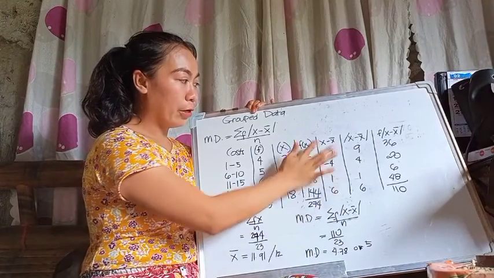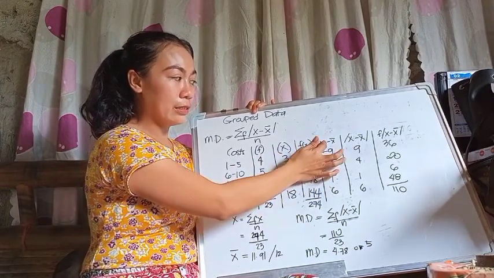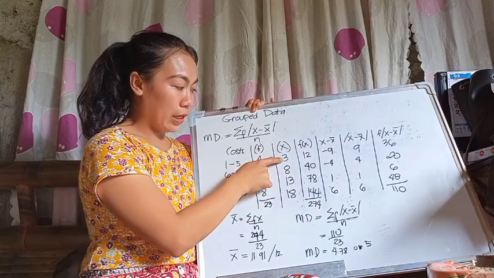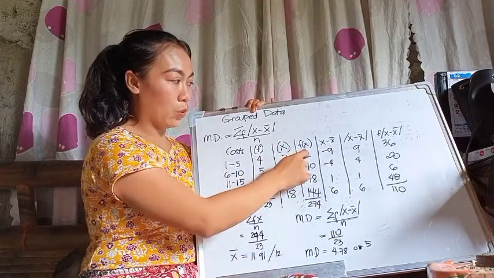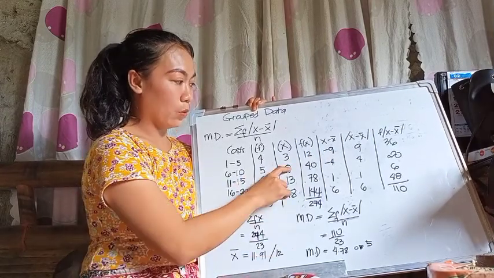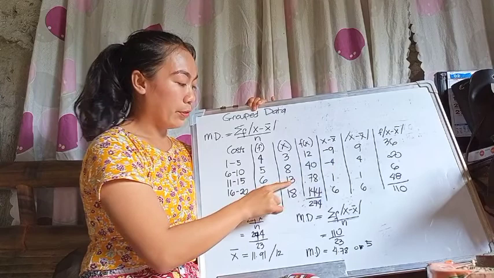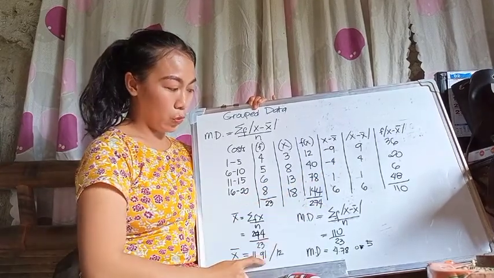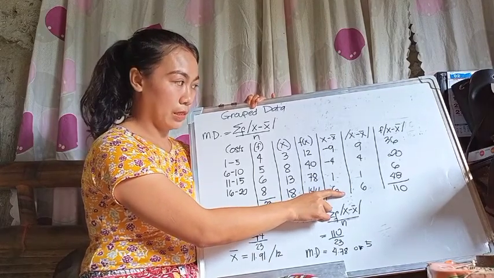We take the variable of x minus our answer in the mean. So, 3 minus 12 is equal to negative 9. 8 minus 12 is equal to negative 4. 13 minus 12 is equal to 1. 18 minus 12 is equal to positive 6.